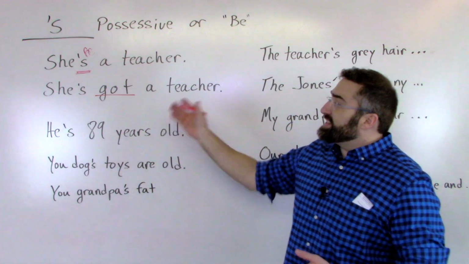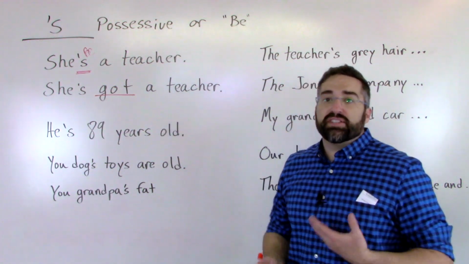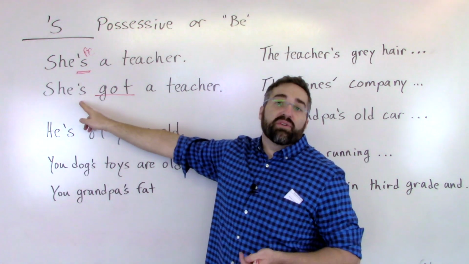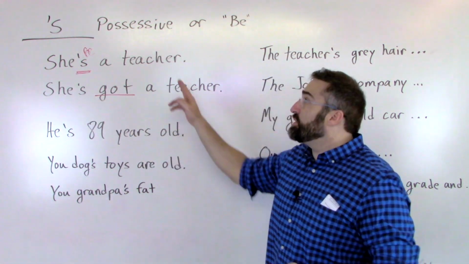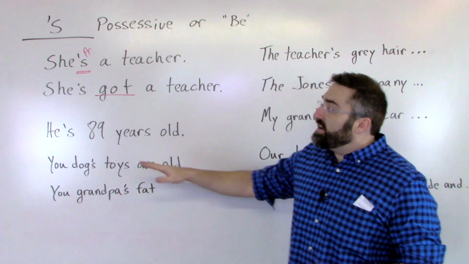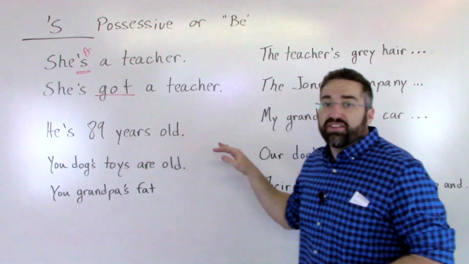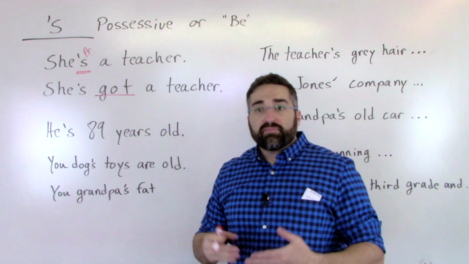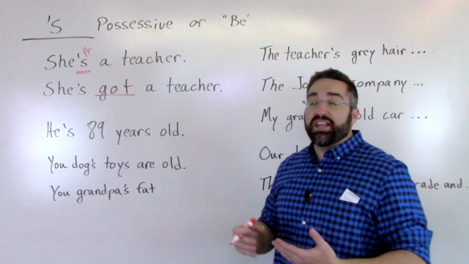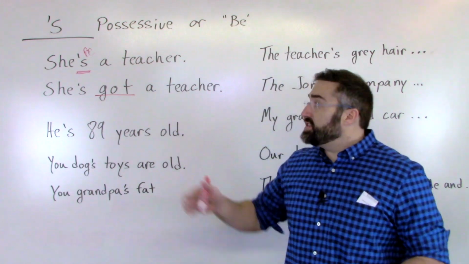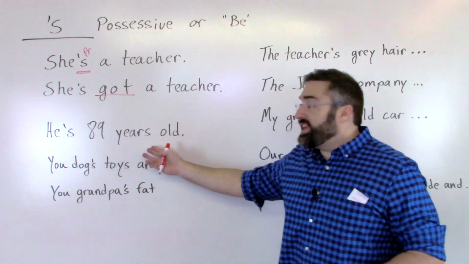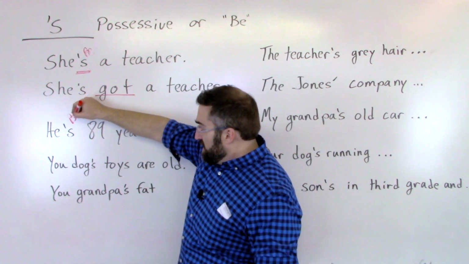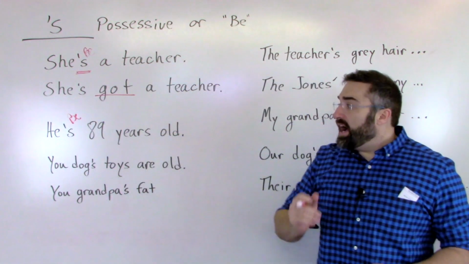The next one, she's got a teacher. It's very obvious that this means has, right? So this is going to be she has a teacher. So this is our possessive. Next one, he's 89 years old. Well, we're talking about information about the person. So we know that it's going to be he is. He is, just like she is a teacher, he is 89 years old. So this is going to be a be again.